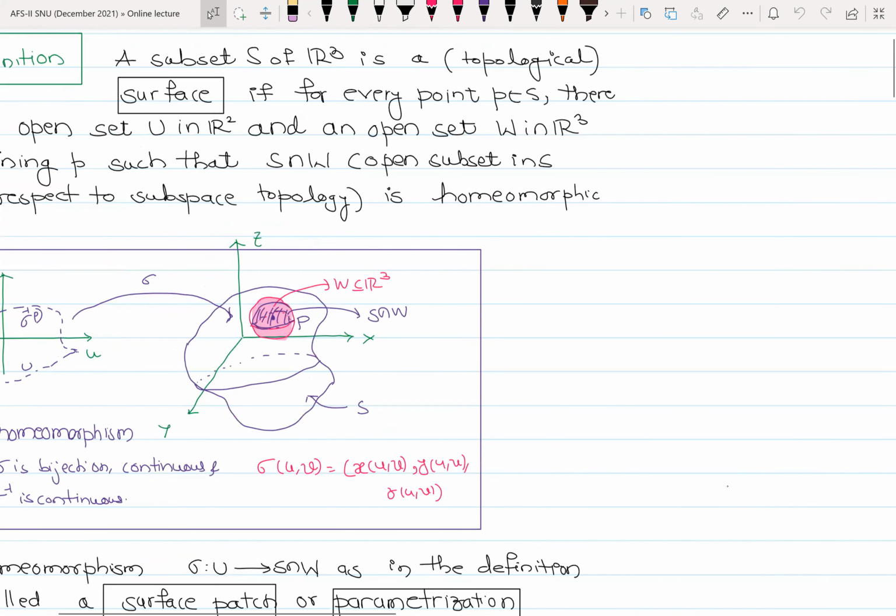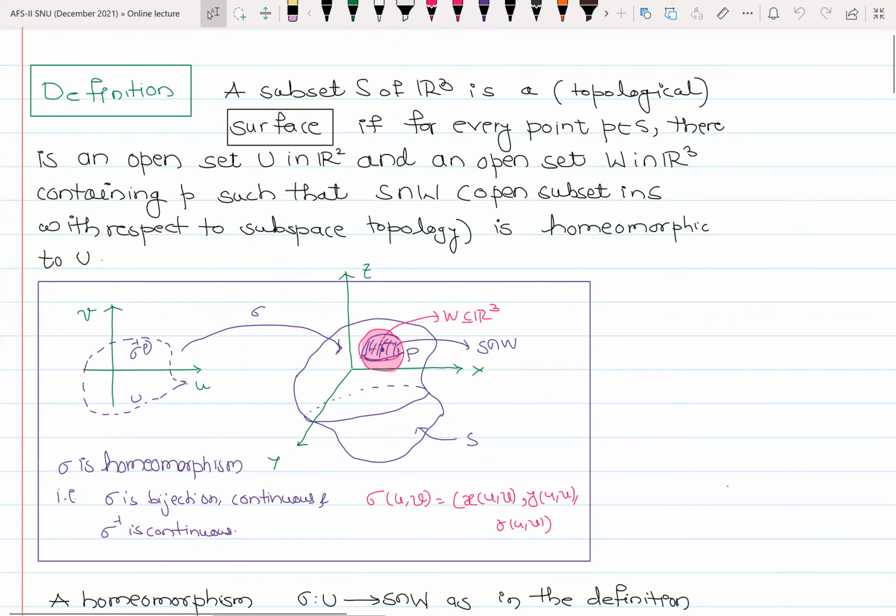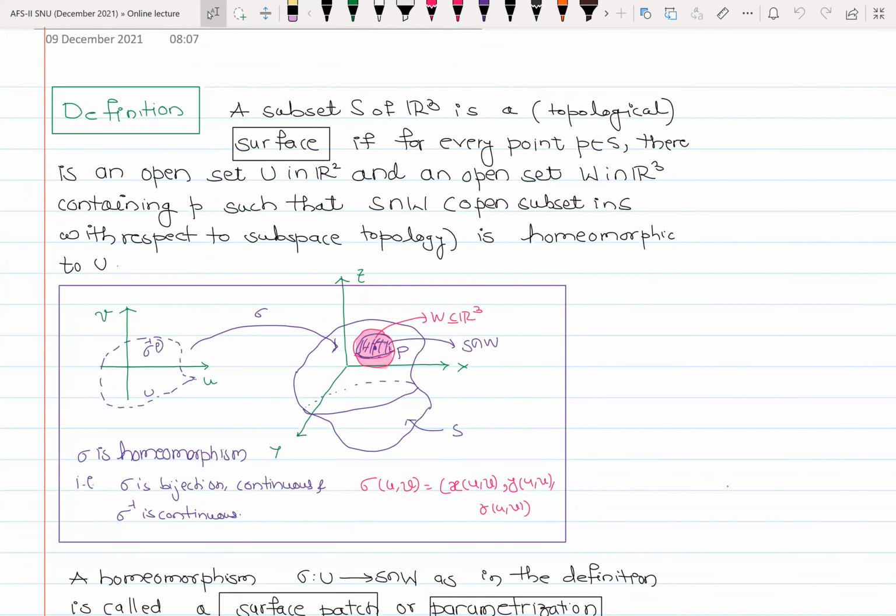As one of your friends said, locally it should look like R2. What do we mean by that? Because we are talking about topology and continuous maps, if I want to say it looks like R2, I should give a homeomorphism from R2 to some neighborhood of the surface. That is what we have to give.